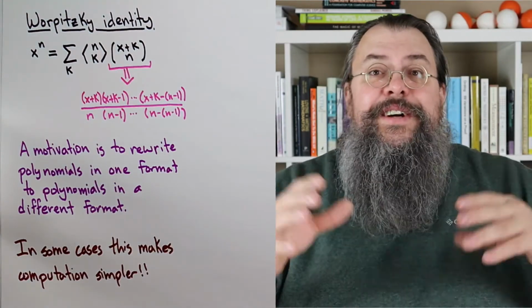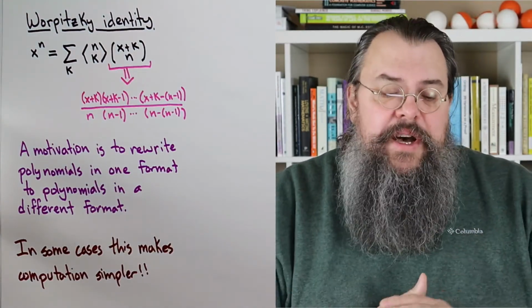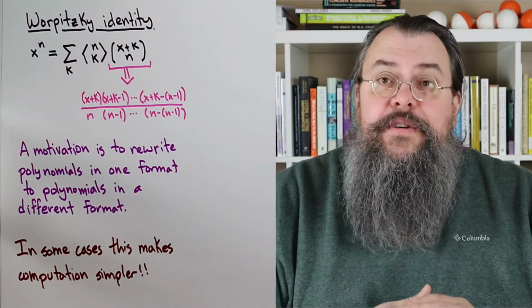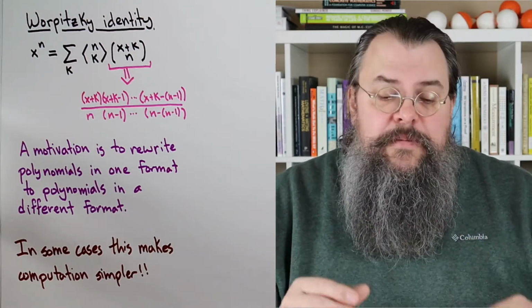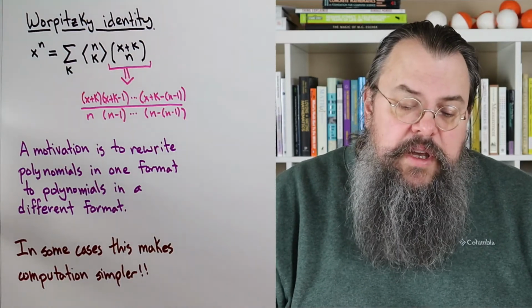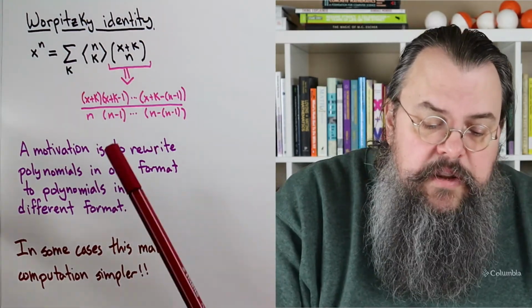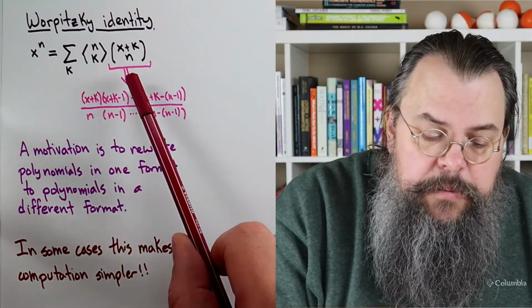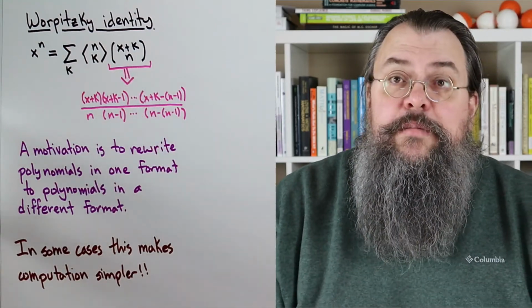Now, if you took a calculus class that talked about binomial series, you hopefully saw this. And what does this mean? Well, what it really means is that we're going to have a fraction where we're going to multiply n things on the top and n things on the bottom.